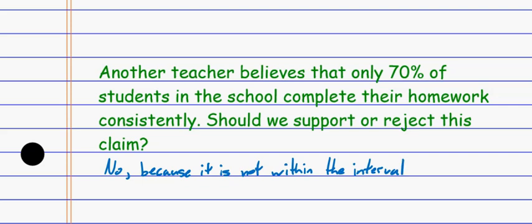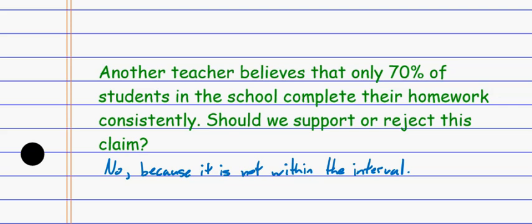All right. So the idea is we're trying to come up with an interval that represents where the population might actually be. We use a couple things to determine that. We use a confidence level to determine how big or small this interval is going to be. And then we can support or reject claims that people might make.